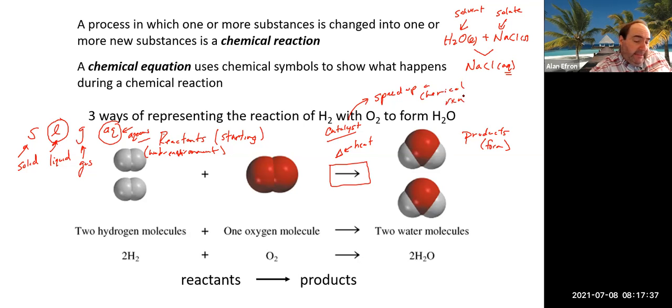A catalyst is not considered a reactant. It's not considered a product. It actually doesn't even get used up in the reaction. It's there basically to facilitate that reaction occurring a lot faster. A lot of times those are listed up on top. Sometimes you'll see metals like platinum listed up there. You might even see H plus, which means it's an acid catalyst, or some other things.